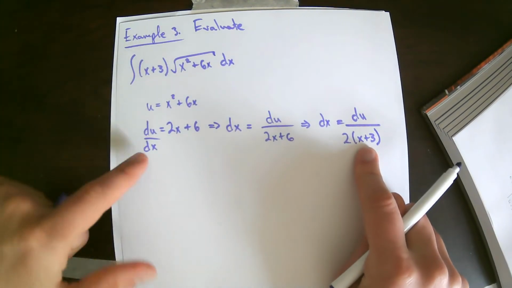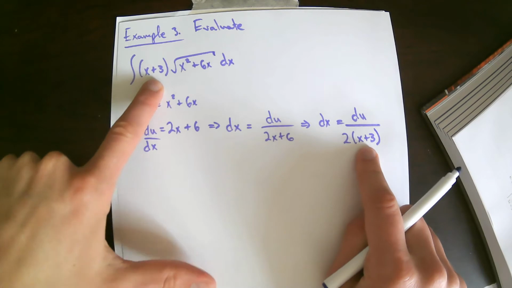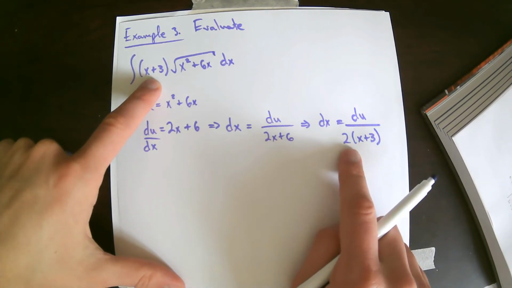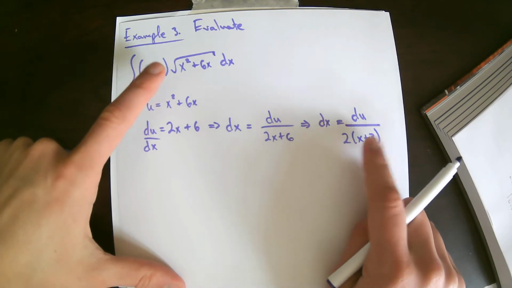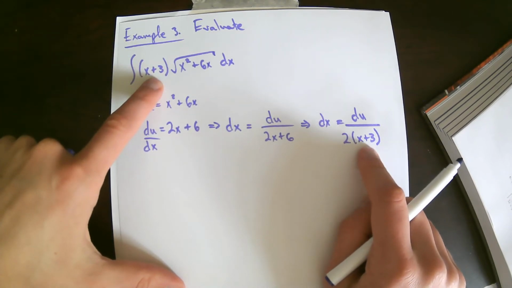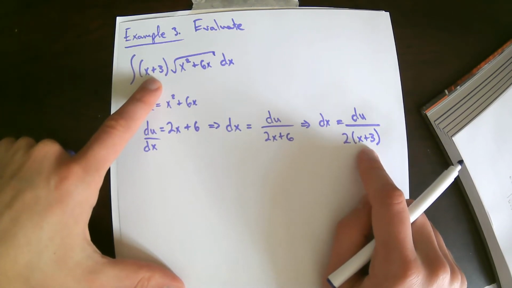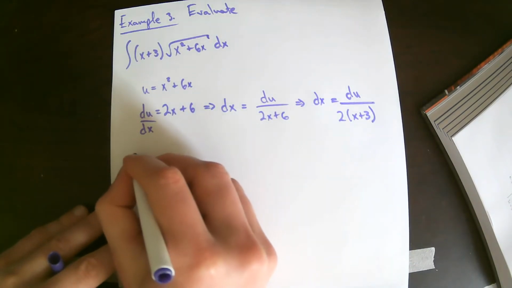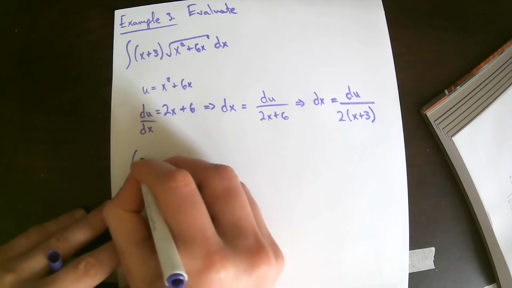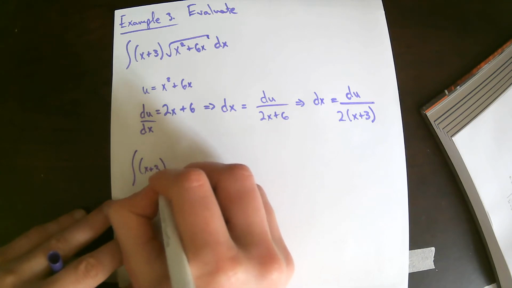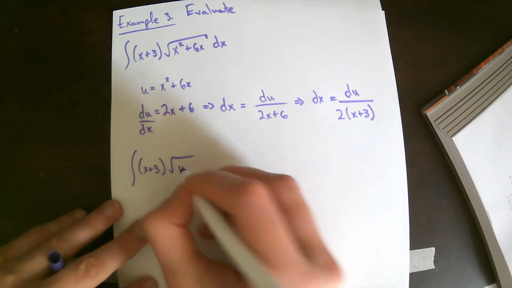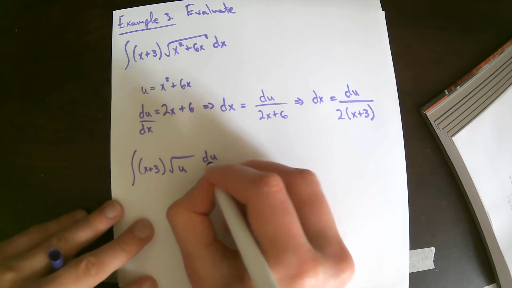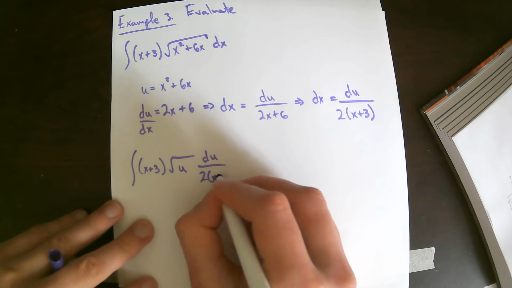And surely you see why I want to make that distinction and point out that if I factor a 2 out of this, I have x plus 3. Because now these match. Usually these problems are set up to do that. Okay, now I'm ready to replace in my integral. I've got x plus 3 times square root of u, and then dx gets replaced by du over 2 times x plus 3.